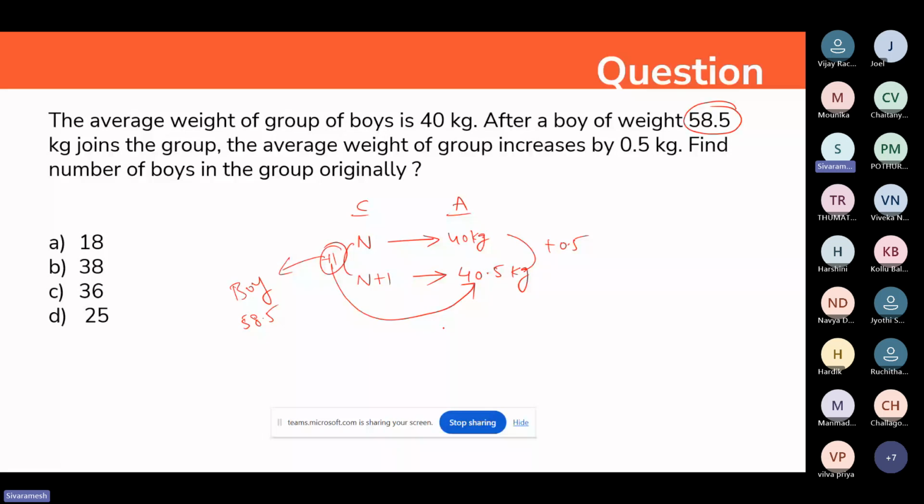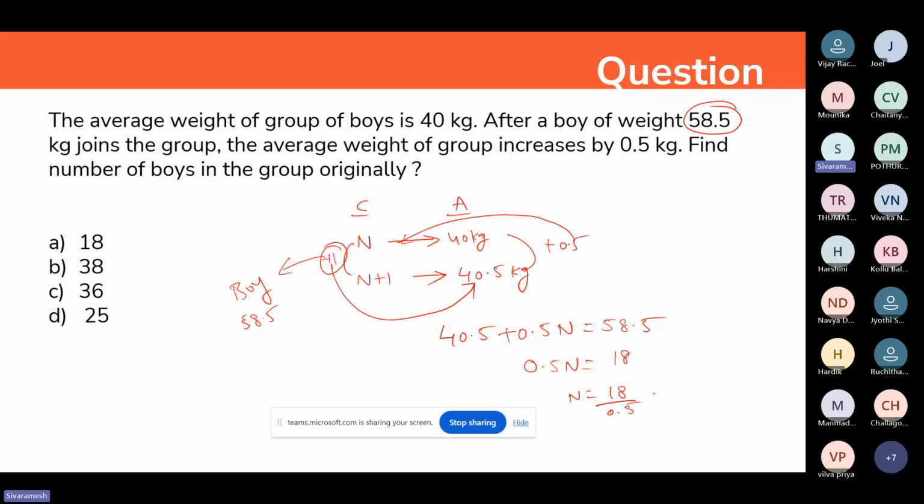Now left side difference multiplied with the right bottom value. So 1 into 40.5 is 40.5, and 0.5 into n, plus 0.5 n is equal to that boy's value, which we already know is 58.5 kgs. Now 0.5 n is equal to, taking 40.5 to the right hand side, 58.5 minus 40.5. So 58 minus 40 is 18. So n is equal to 18 by 0.5.